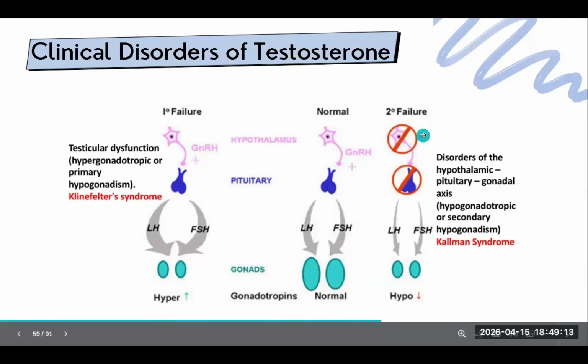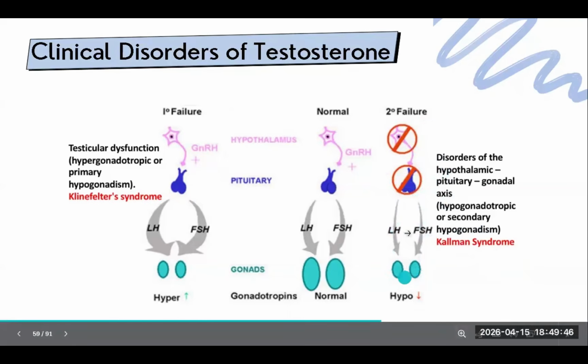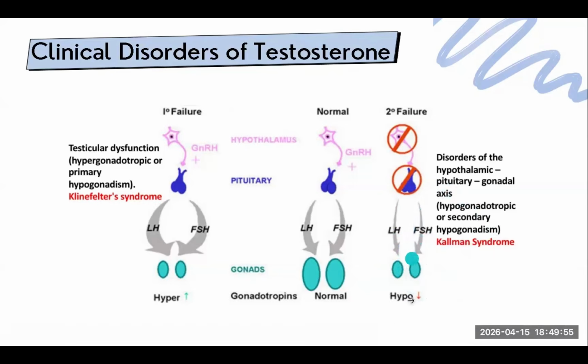Now let's look at secondary hypogonadism or hypogonadotropic hypogonadism. And it's a disorder of either the hypothalamus or the pituitary. A specific example is Kallmann syndrome. And in Kallmann syndrome, you have a disorder with the neurons of the hypothalamus. So you would have decreased GnRH and therefore decreased stimulation of the pituitary and then decreased LH and FSH production. And even though the testes are normal, since you have decreased LH and FSH, there is decreased testosterone release. Therefore, it's hypogonadotropic hypogonadism.